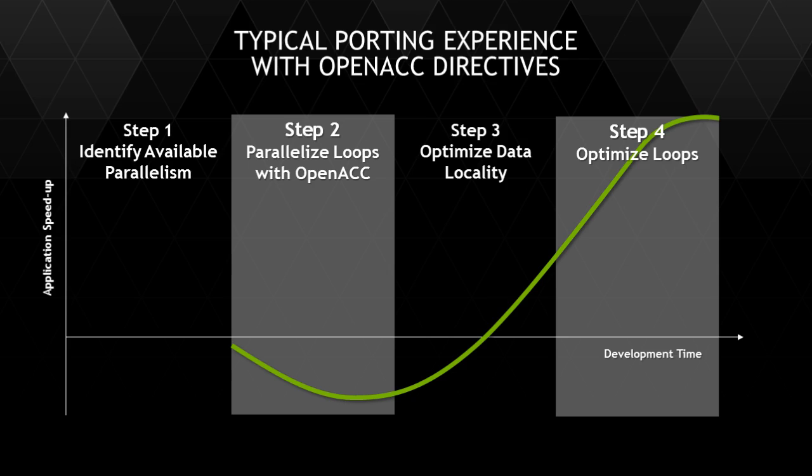And here's the typical experience we have. We have our baseline where we've identified our parallelism, and we begin adding our parallel directives. We begin slowing down the code. We begin optimizing data locality, and you can see here that's when our curve speeds up. And then the very last step is to optimize loops, where we get the last few percentage points.